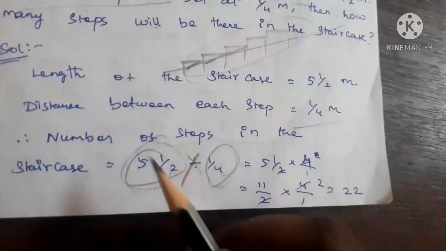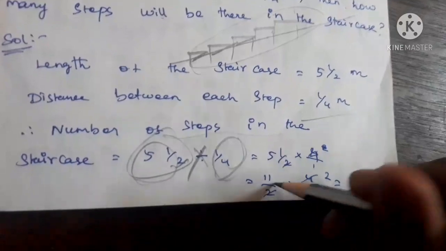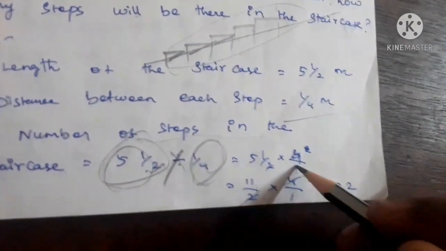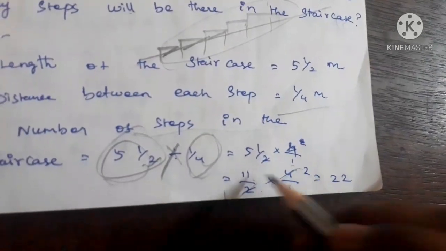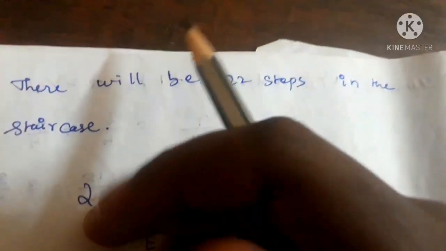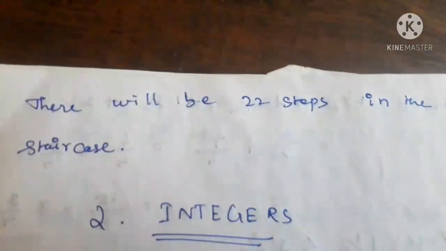So you will convert this into an improper fraction and write it as 11 by 2 into 4 by 1, which is nothing but you will cancel the 2 and 4. You will get 2 ones are 2 and 2 2s are 4 and 11 2s are 22. That's all. Okay. Therefore, there will be 22 steps in the staircase.